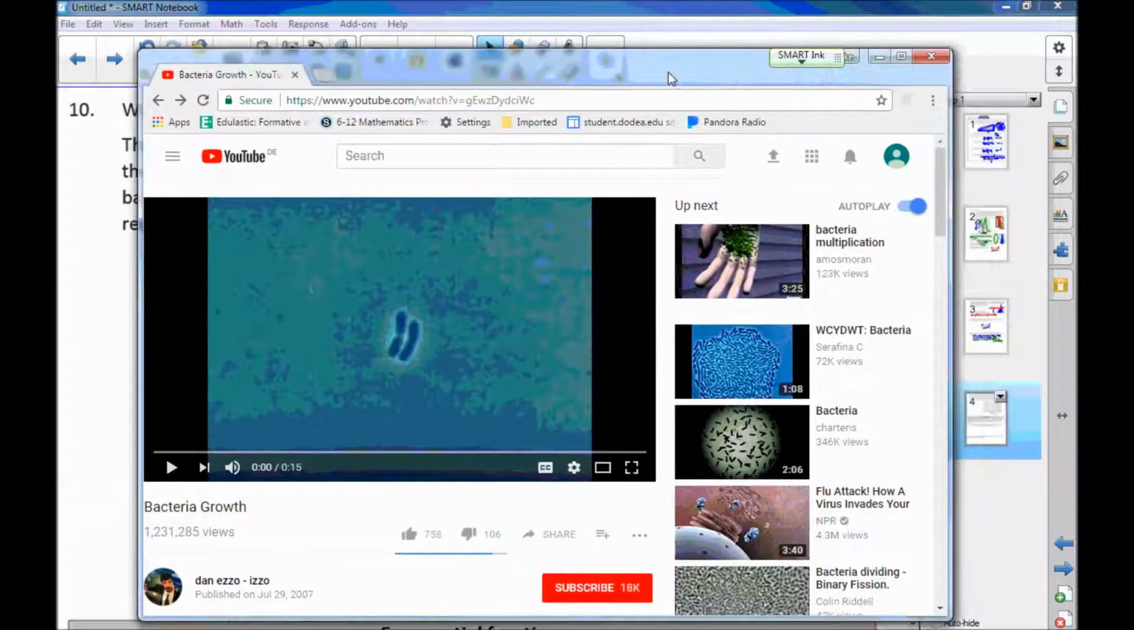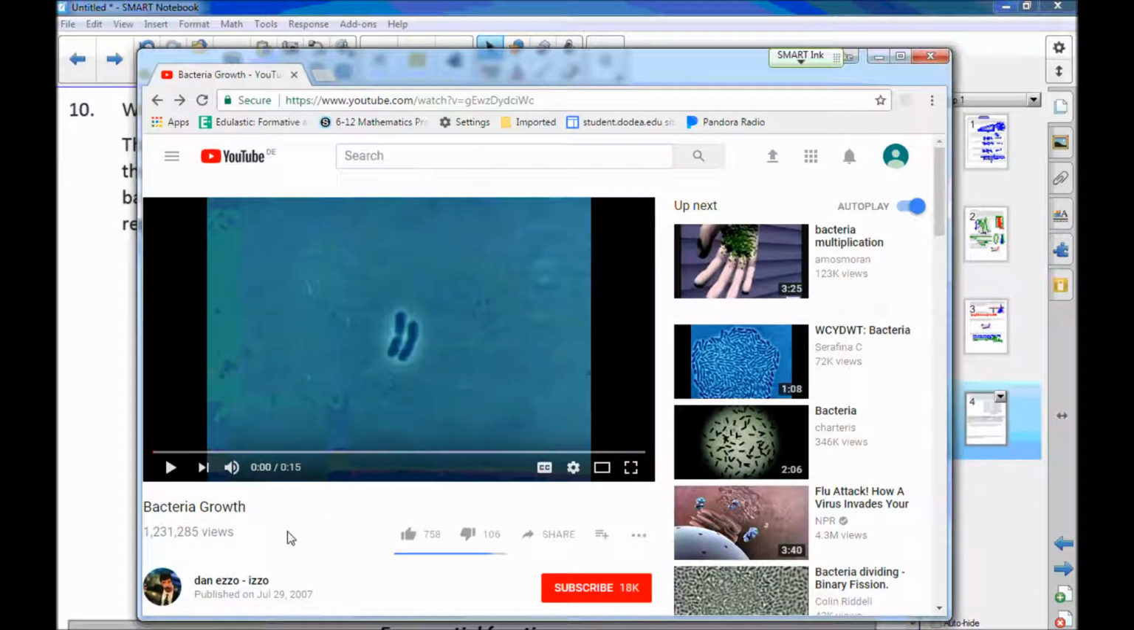So if you look at this video, it actually starts off with 2 bacteria. So that means they've already split once. And you can see one of these is about to split again. Okay, so let's keep a look at what's going on.